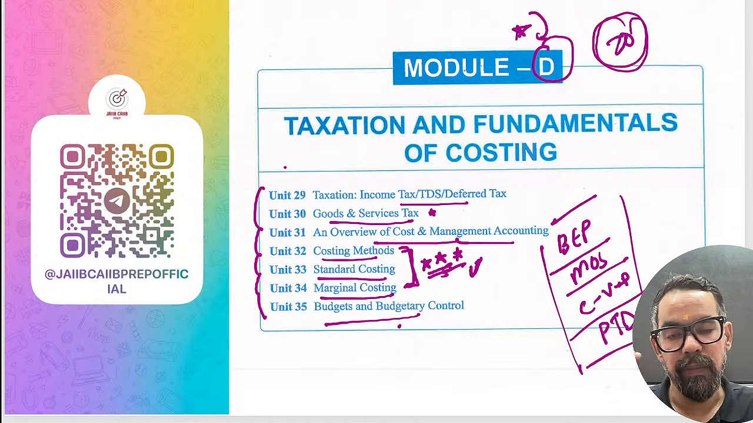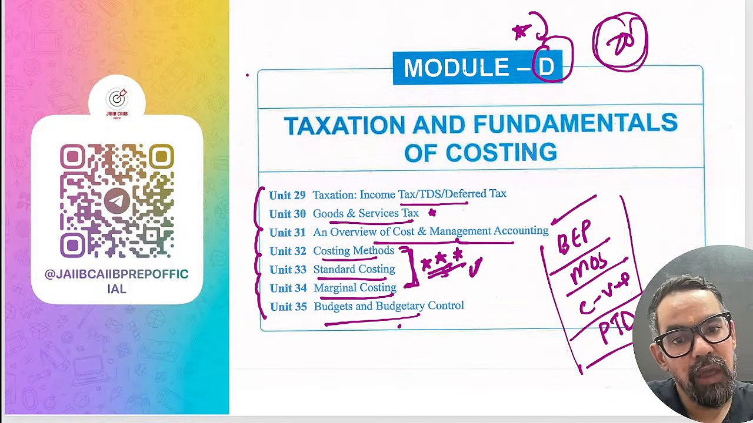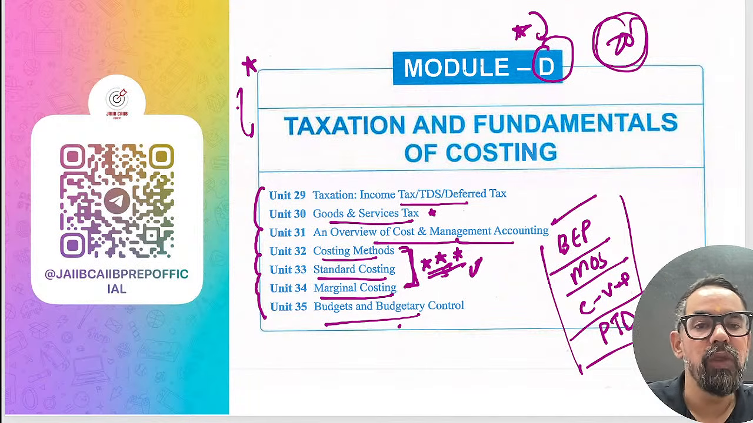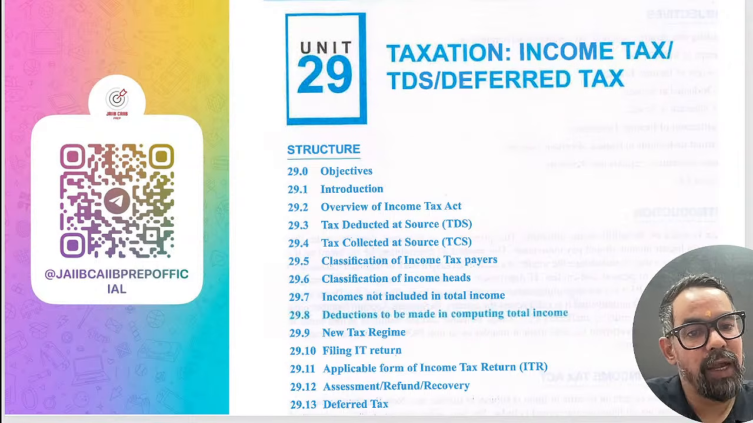Like Module C is something where you have to build the fundamentals, but this is something where if you go through it once or twice, you will be able to score well in this particular part, right? Okay, so let's start.